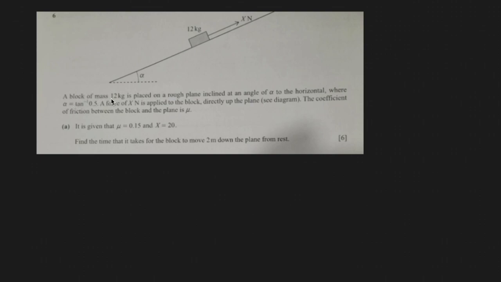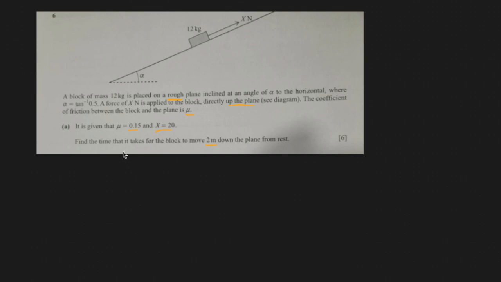Question 6. A block of mass 12 kg is placed on a rough plane at an angle of alpha to the horizontal, where alpha is tan inverse 0.5. A force of x newtons is applied to the block, obviously upwards. They have not written where, but yeah, we can see up the plane. The coefficient of friction between block and the plane is mu. It is given that mu is 0.15, x is 20. Find the time it takes for the block to move 2 meters down the plane from rest.